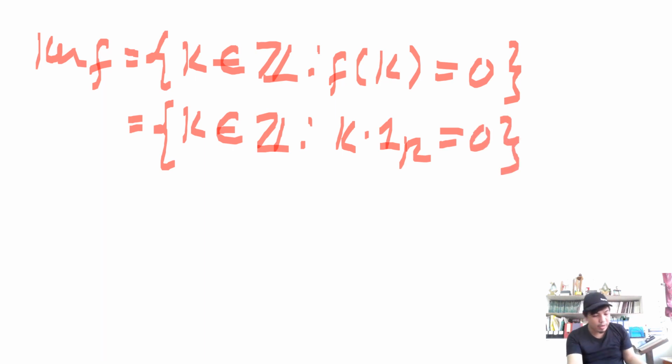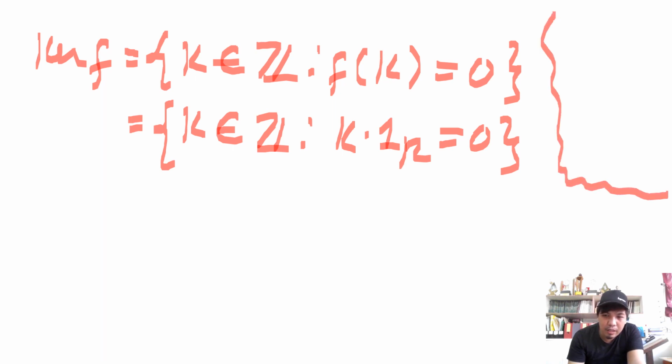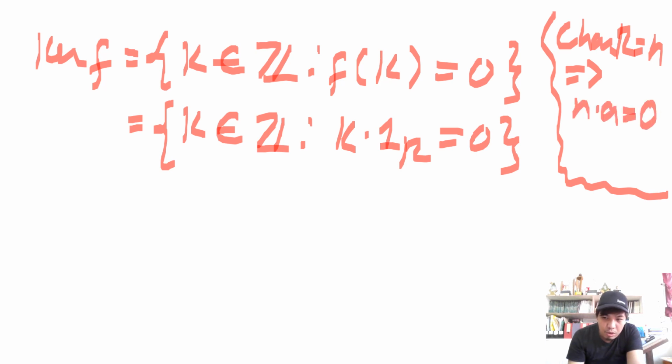So what do we do next? Of course, we know from the given that the characteristic of R is equal to n. This actually means that n times a is equal to 0 for all a in R.